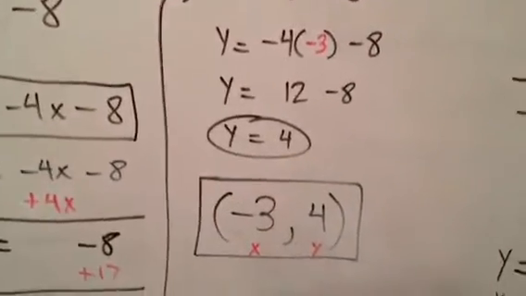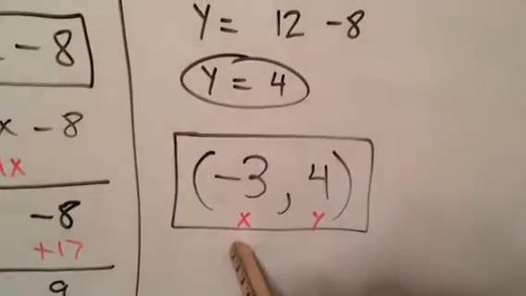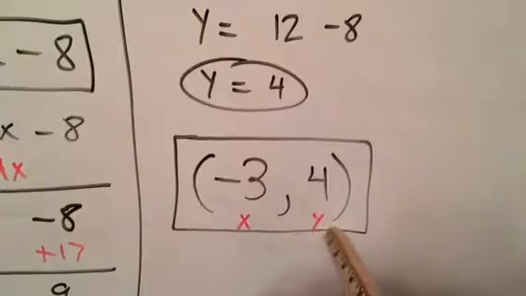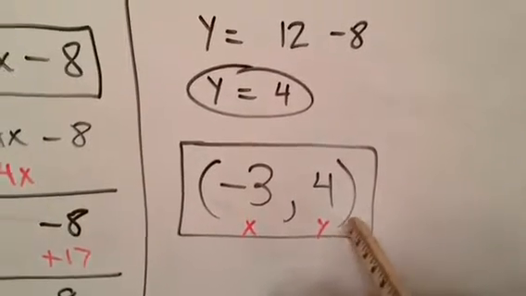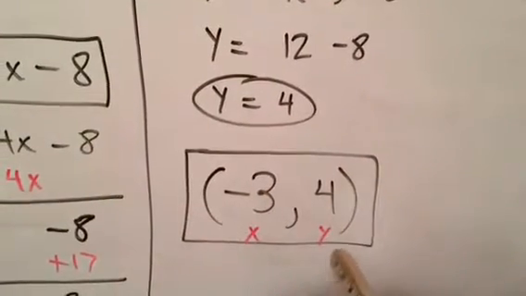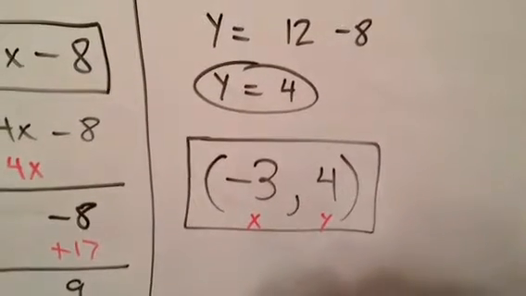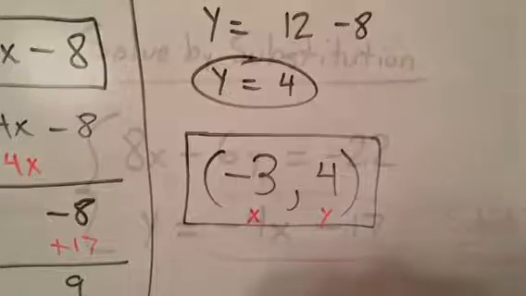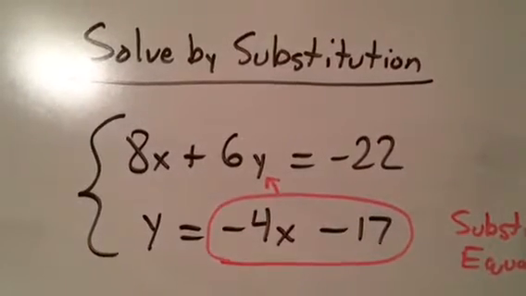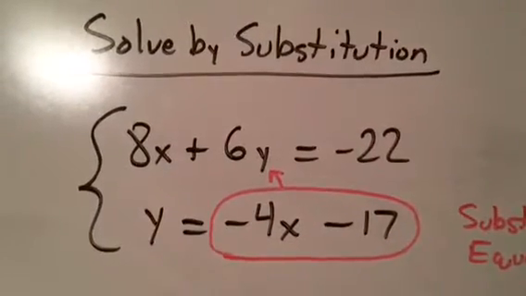Therefore, my final answer, the x value is negative 3. The y value is positive 4. This represents the point where the two lines would intersect each other had we graphed the two equations. Here is another substitution problem.